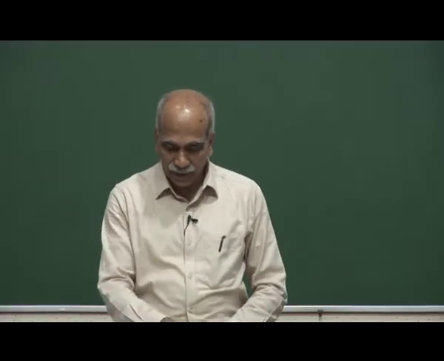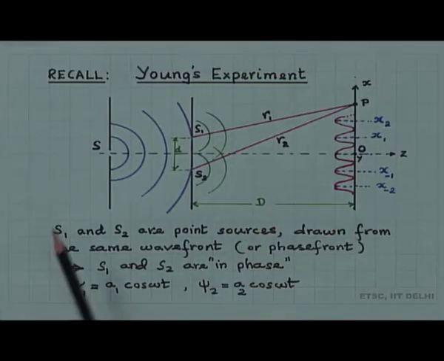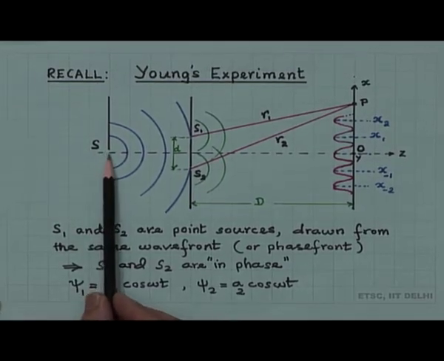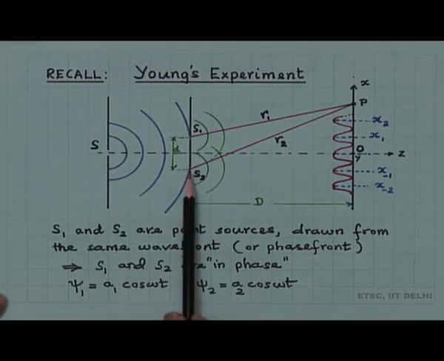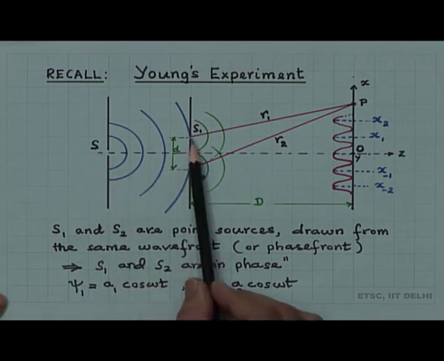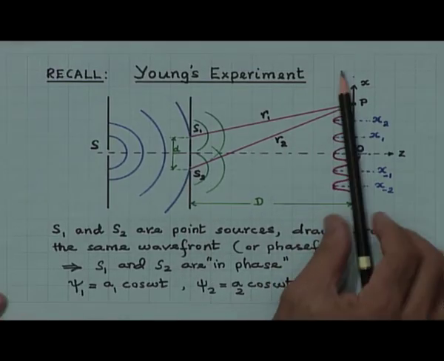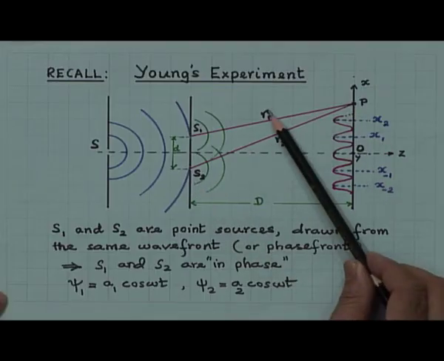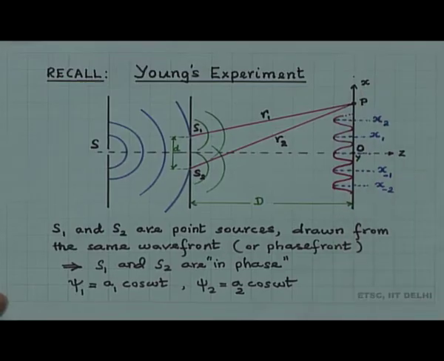We will quickly recall what we have studied in the last lectures. In Young's experiment, we have a source S passing through an aperture, which is a small hole, and there are two more apertures S1 and S2. The waves emanating from S1 and S2 interfere on a screen. Depending on the path difference, that is R2 minus R1, we may have interference maxima and minima. We have discussed this in detail.